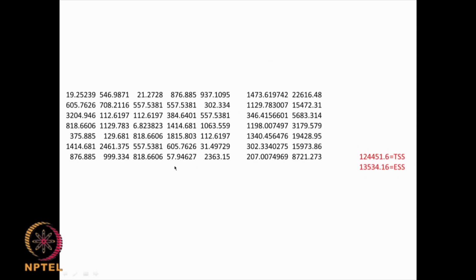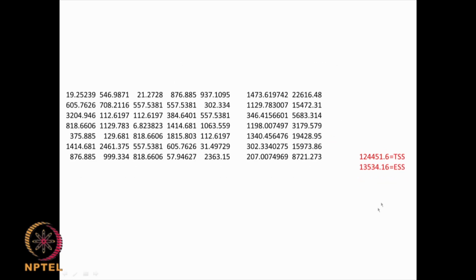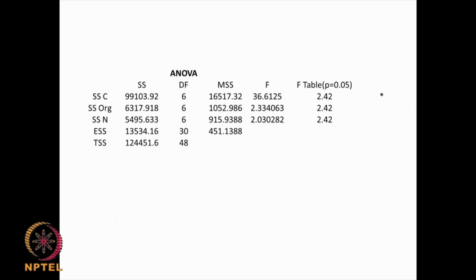So each one of these items we subtract, square it up, so that is the variation with respect to the grand average. Now how do you calculate the error sum of squares? So we have the principal effects or the main effects, 3 main effects: carbon, organism, nitrogen. We have the total sum of squares, so we subtract each one of them and we get something called error sum of squares. That is called the error sum of squares. Now we will go to the ANOVA table. So we go to the ANOVA table, prepare your ANOVA table.